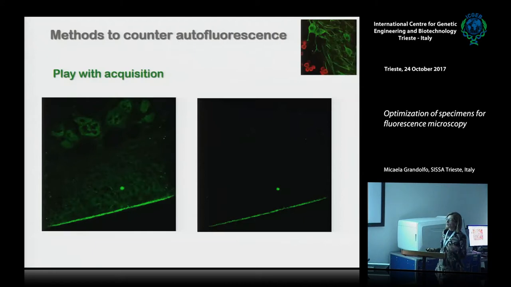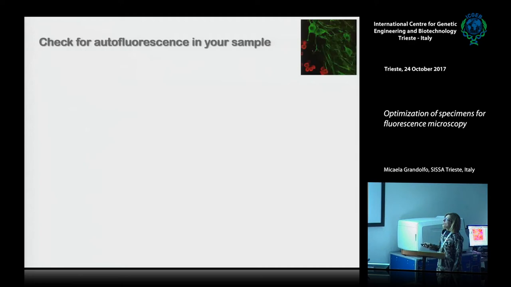So in this case, this is a section of a vomeronasal organ. And this is a staining against an antigen expressed by the cilia of these cells. So if you know that your antibody is working very well, and you know that this type of staining is enough for you, you can play with the exposure time, for example, to remove the black background fluorescence from your sample. Okay, so it is really important, before starting with an immunofluorescence experiment, to check for the autofluorescence in your sample.